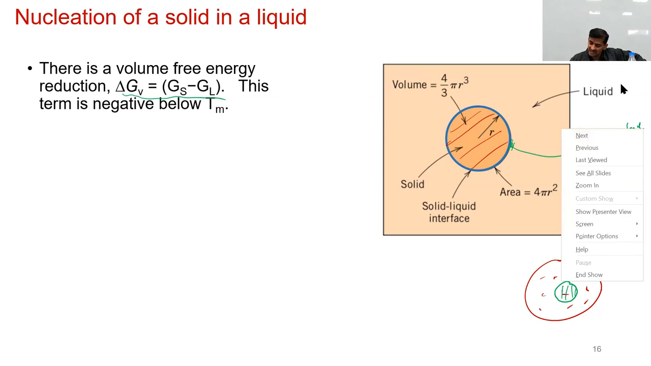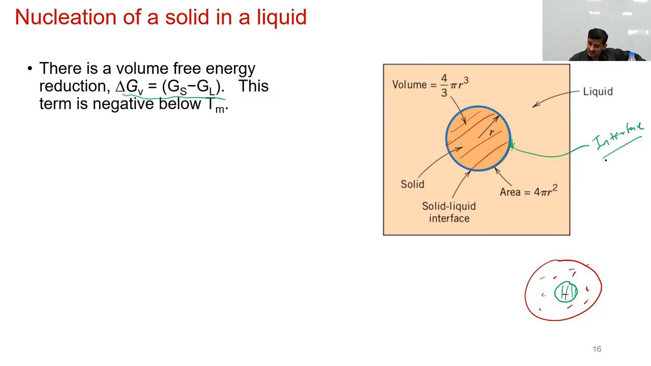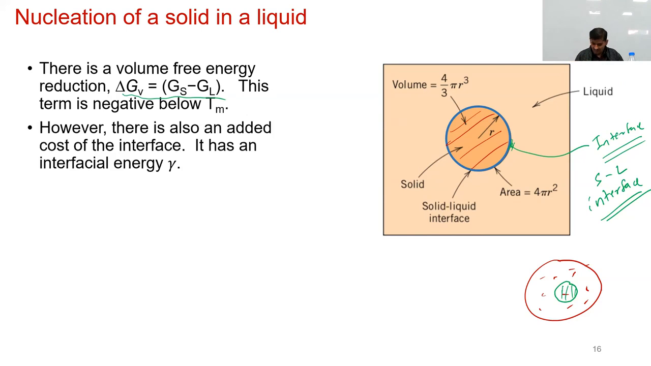So essentially, we have a solid-liquid interface. And as we saw in the previous module, such interfaces would mean broken bonds across the interface. So there will be a definite positive free energy contribution because of that interface. There is also an added cost of the interface, and it has an interfacial energy called gamma.